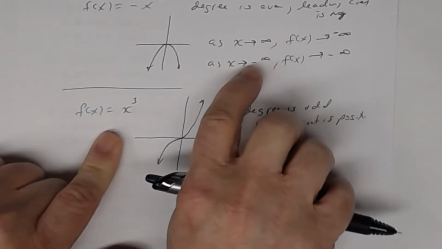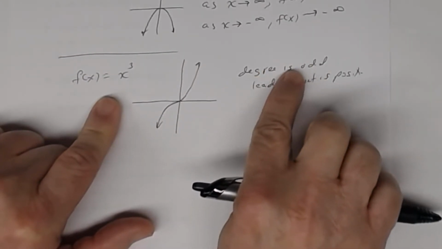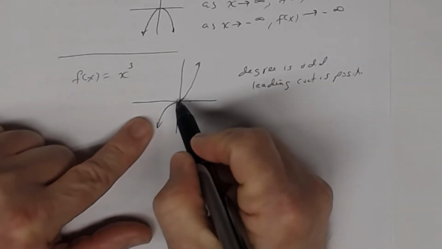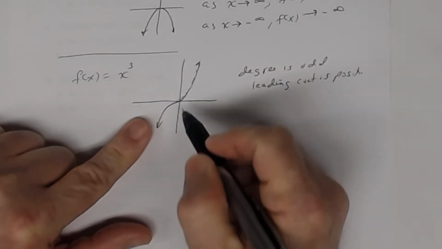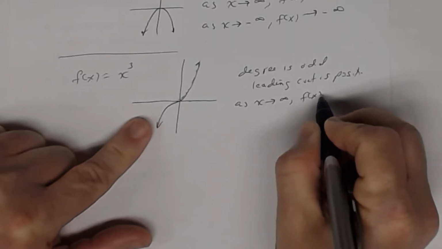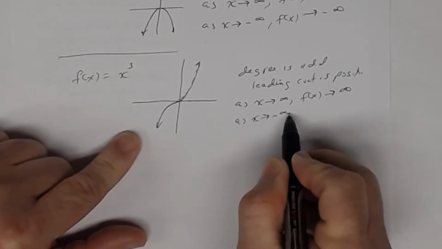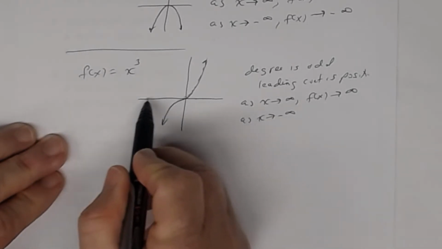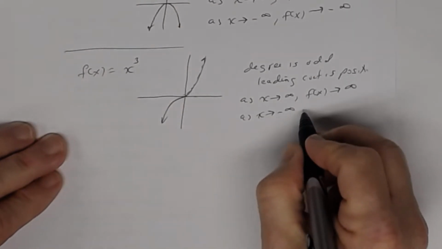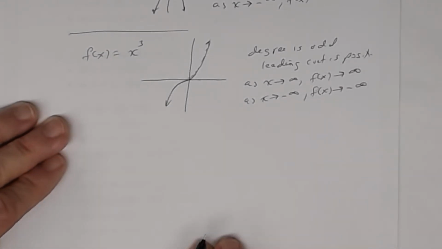As x goes to infinity, as x goes to negative infinity, you'll be able to answer any question in which the degree is odd and the leading coefficient is positive. So as x goes to infinity, look at what happens to your y values. Your y values are going to infinity. So as x goes to infinity, f of x goes to infinity as well. As x approaches negative infinity, your y values are approaching negative infinity. So as x approaches negative infinity, f of x approaches negative infinity.